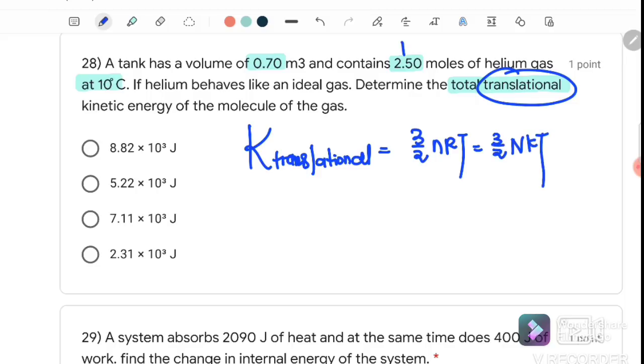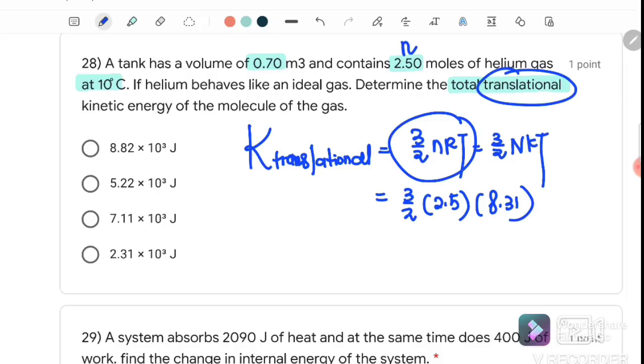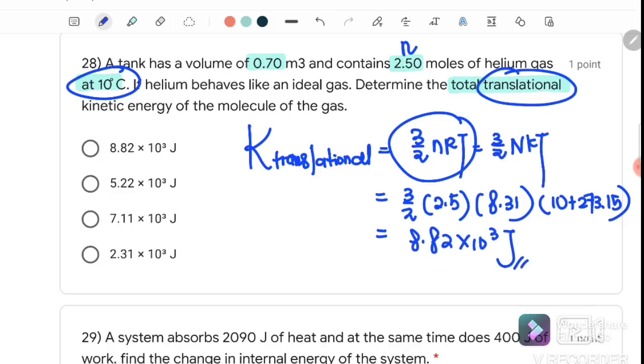Since the question gives us the value for mole, we will use the first equation, where 3 over 2 n, n is 2.5, R is 8.31, and the temperature is 10 degrees Celsius. So we need to convert it into Kelvin. So 10 plus 273.15. Therefore, the translational kinetic energy is equal to 8.82 × 10^3 joule. So the answer here is A.